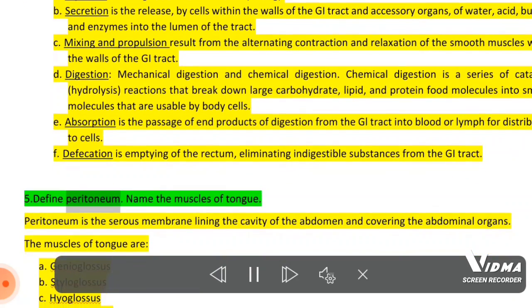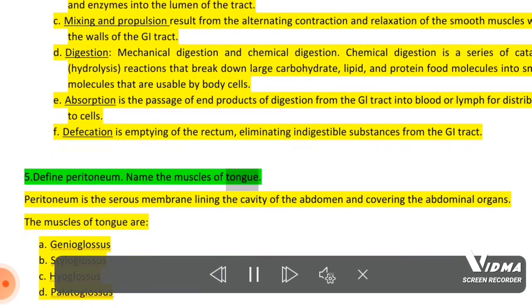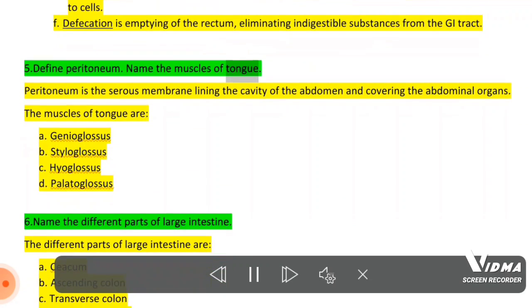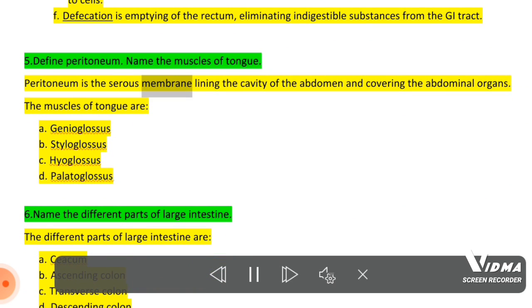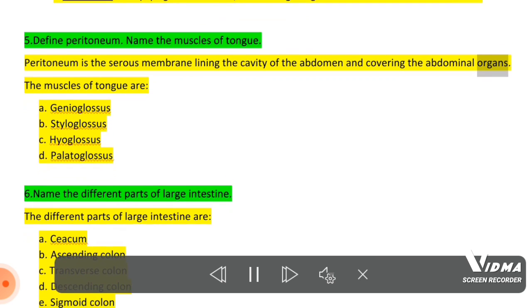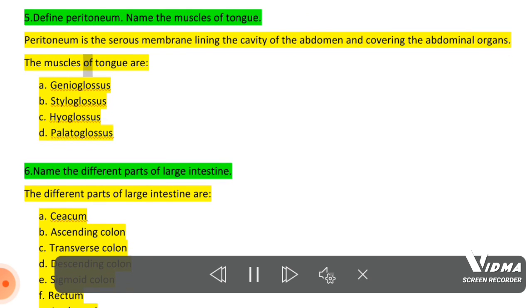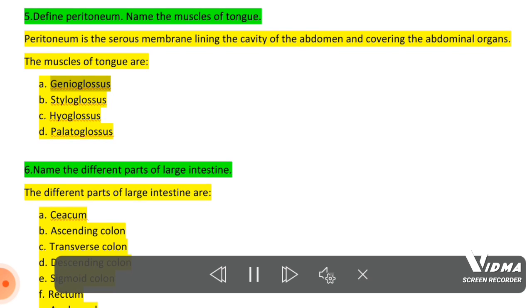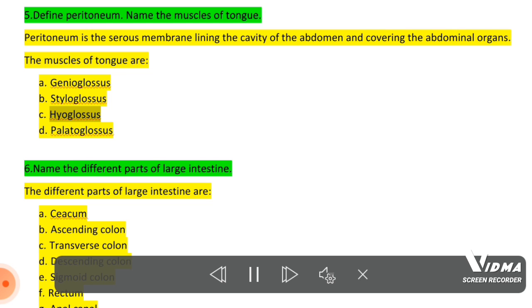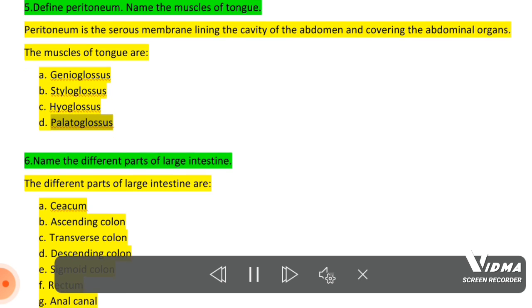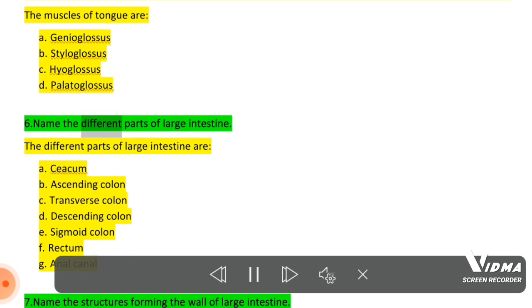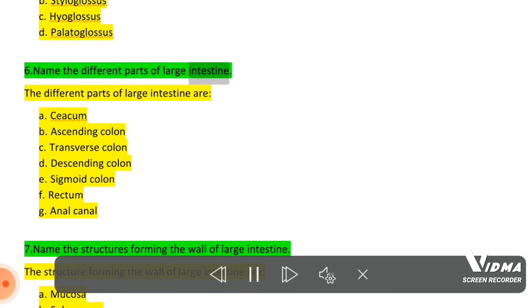5. Define peritoneum. Name the muscles of the tongue. Peritoneum is the serous membrane lining the cavity of the abdomen and covering the abdominal organs. The muscles of the tongue are: genioglossus, styloglossus, hyoglossus, palatoglossus.